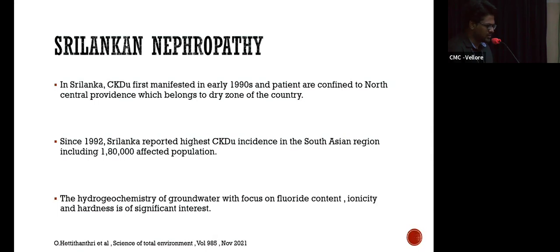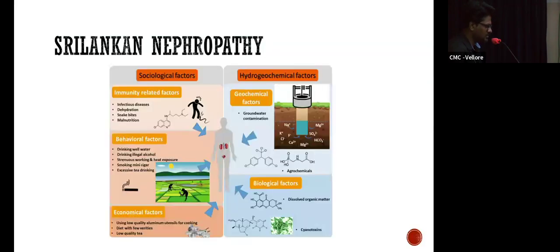The hydrogeochemistry of groundwater with focus on Sri Lankan nephropathy study showed high fluoride content, ionicity, and hardness of the water. So these are all the certain factors that are associated with Sri Lankan nephropathy. The important one will be the ground contamination with fluoride, and biological factors like cyanotoxin, and sociological factors, immunity related, infectious disease like leptospira, dehydration, snake bites, and malnutrition. Behavioral factors like drinking well water, drinking illegal alcohol, cigarette smoking, and excessive tea drinking, especially black tea, as high fluoride content was proposed by that article.